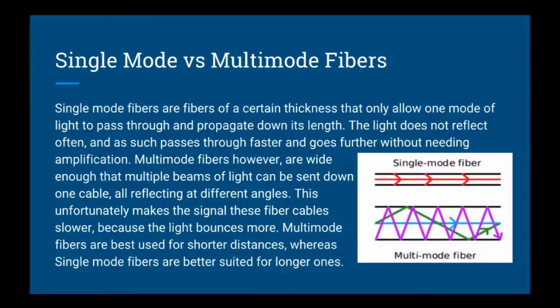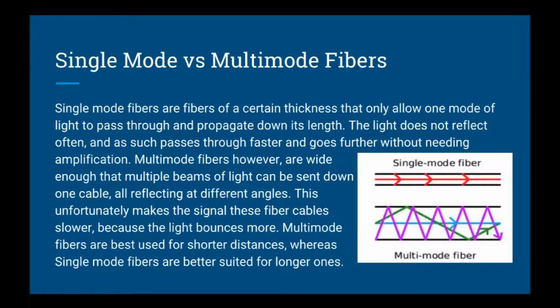Single-mode fibers are fibers of a certain thickness that only allow one mode of light to pass through and propagate down its length. The light does not reflect often, and as such passes through faster and goes further without needing amplification. This kind of fiber is used in cable companies for long distances.